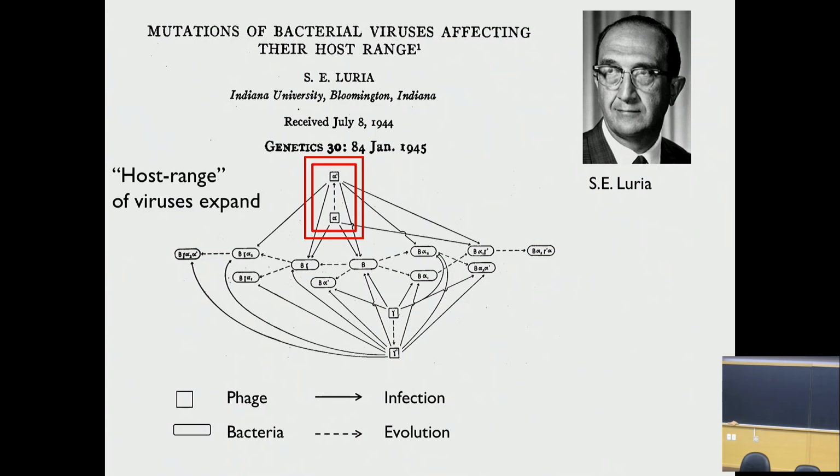And so one of the hallmarks here is that the host range of viruses can expand. Yes, there's a resistant mutant on the bacteria side, but by now trying to grow viruses on that resistant bacteria, they were able to identify viruses that could infect that now previously resistant bacteria. And this was true both for the gamma and the alpha kind.